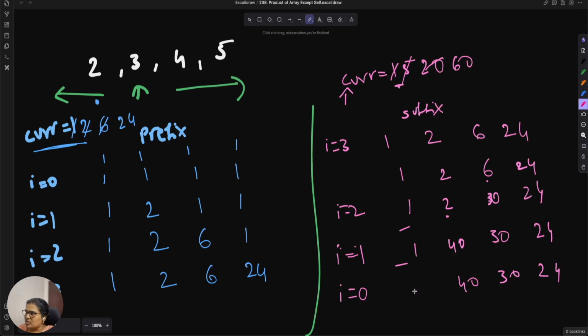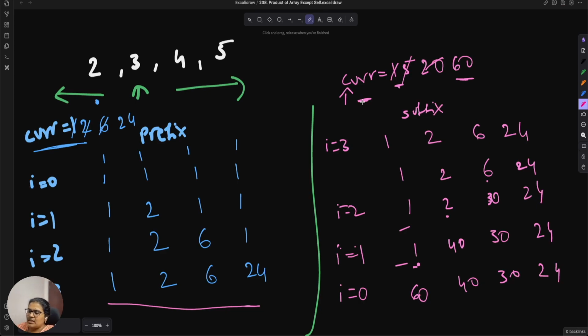So again, it would be the product of all its suffixes, which is 60, into the product of all its prefixes, which is 1. So 60 into 1, this would be 60. So what we have essentially done is, in one iteration we have found the product of all the prefixes. In the second iteration, using the current variable, we are finding the product of all its suffixes and multiplying it with the prefix value to get the result.